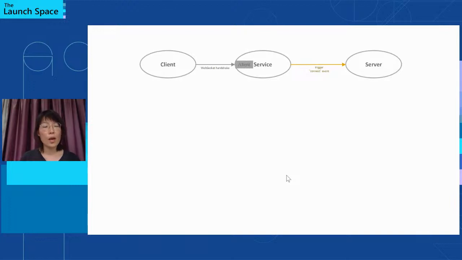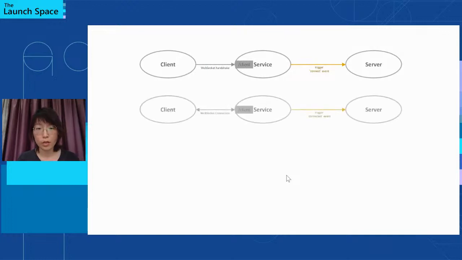Let's see what happens when the client establishes a WebSocket connection using the new WebSocket API. When this new WebSocket API is created, the first thing is to have a WebSocket handshake with the service. When this happens, the service can trigger a connect event to the server so that the server can interrupt this handshake and, for example, return some sub-protocol to the client to establish this WebSocket connection.